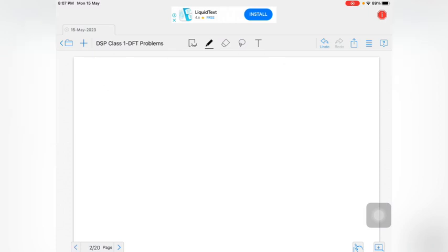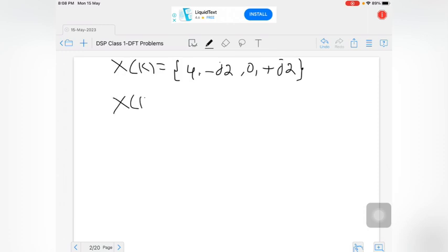Now what is the problem? I will take the problem once again as it is. X of k is equal to 4, comma minus j2, 0, plus j2. So before solving, we know how to find the DFT of the given sequence. That is x of k is equal to summation n is equal to 0 to n minus 1 x of n omega n raised to the power of k n. This is the formula we use to calculate the DFT.